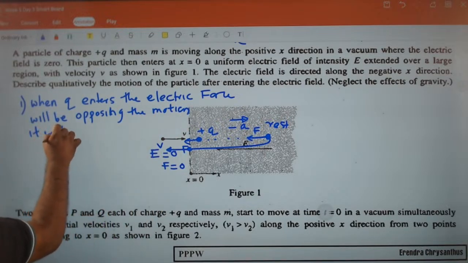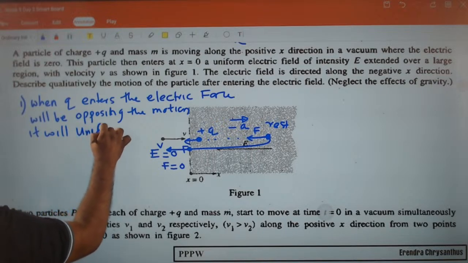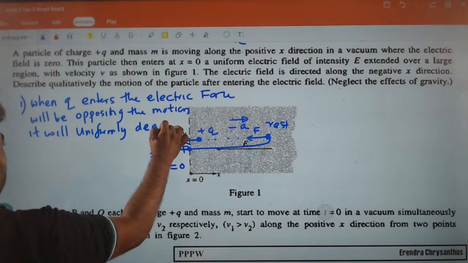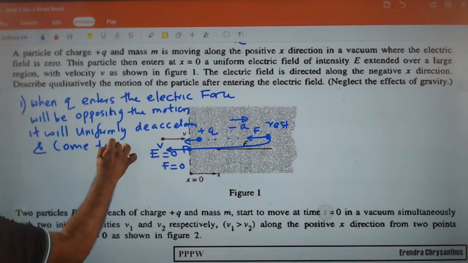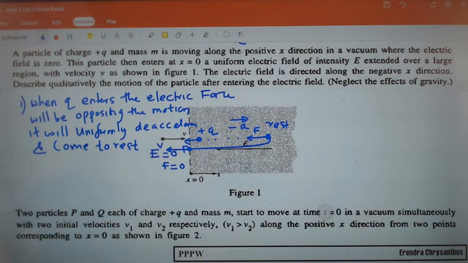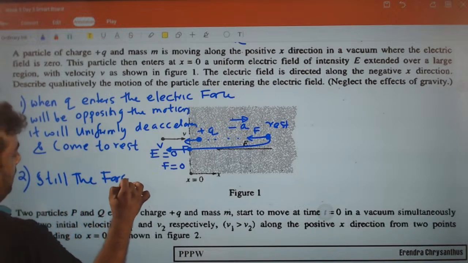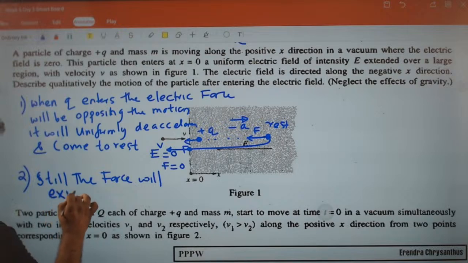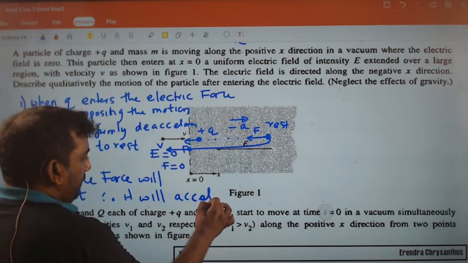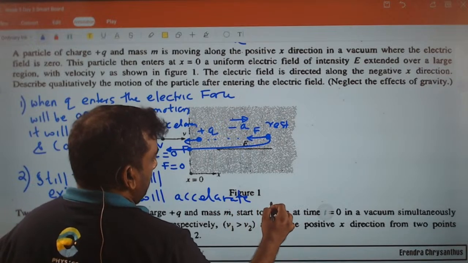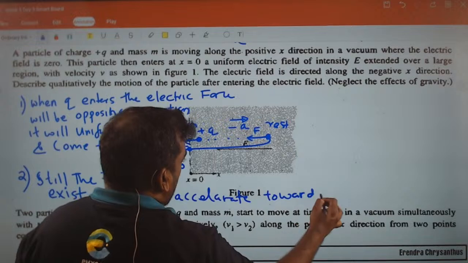It will uniformly decelerate and come to rest. Then what happens? Still the force will exist. Therefore, it will accelerate towards the negative direction, towards negative x.